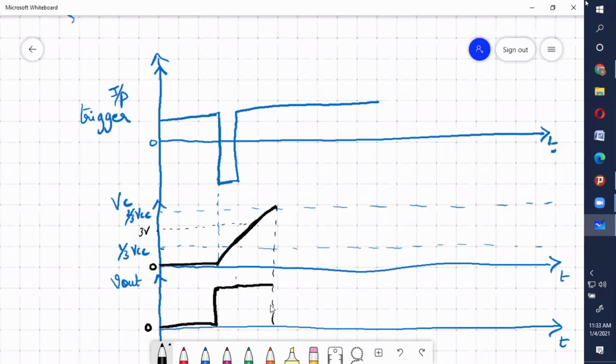Assume that your capacitor crosses 2/3. 2/3 is how much? It is 4 volts actually. 1/3 means it is 2 volts. Assume that your capacitor voltage has charged to more than 4 volts. I'll assume it has charged till 5 volts. So what will be the condition? We'll find and we'll come back.